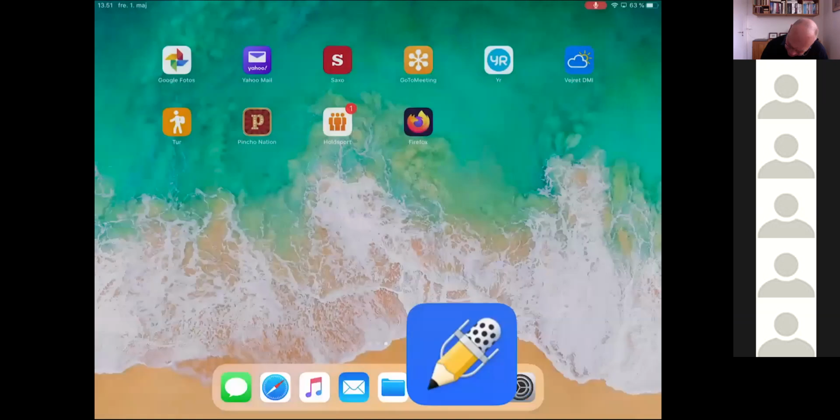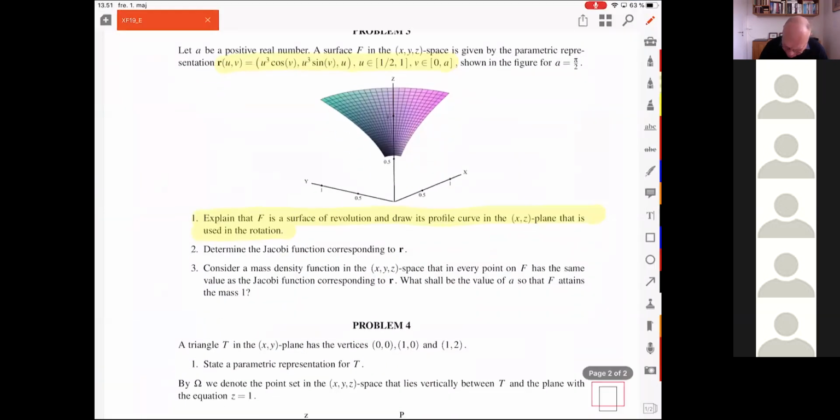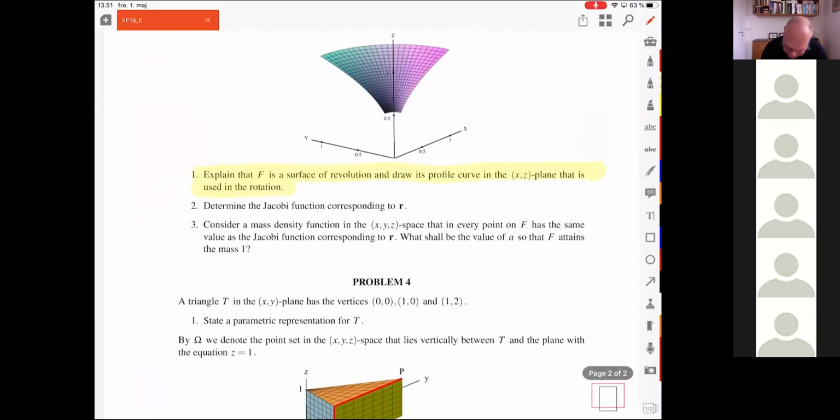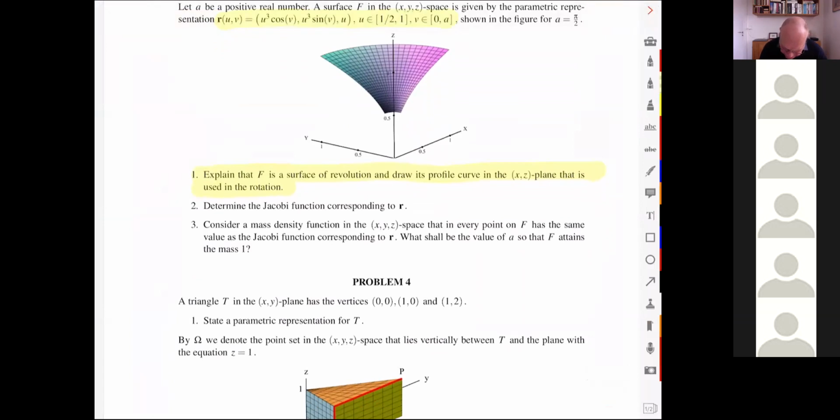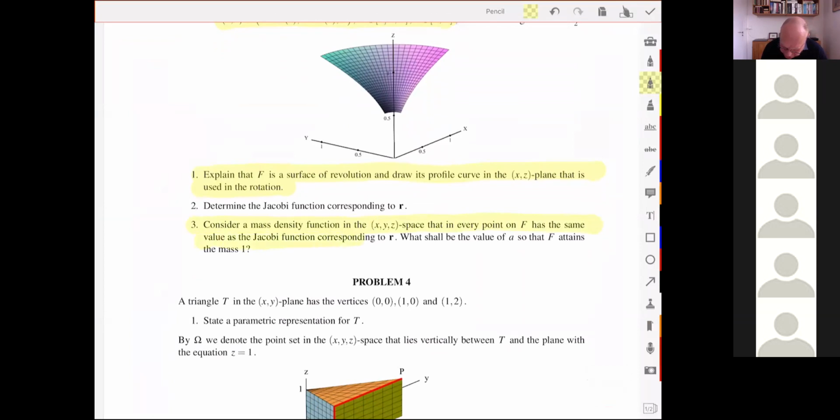Let's just look at the last question here. Now we consider a mass density function, and it has the same value as the Jacobi function corresponding to r. And we should find the value of a. Remember, we have an undetermined parameter in our parametric representation, so that f attains the mass 1.